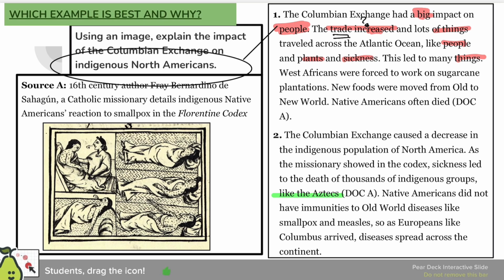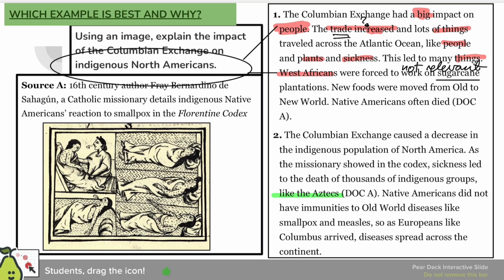West Africans were forced to work on sugarcane plantations. This document isn't about sugarcane plantations or Africa. It's about the indigenous people dying of smallpox. So while this could be outside SFI, it doesn't relate to the image. And the question specifically said, use this image. Okay, so that doesn't really answer the question.